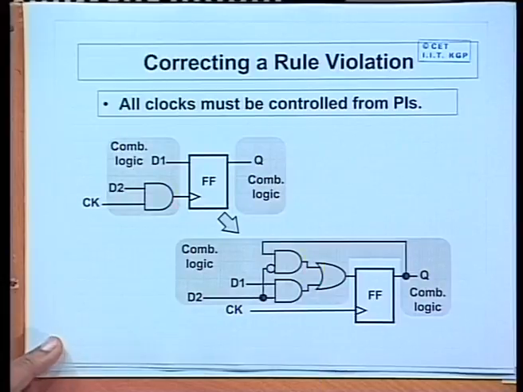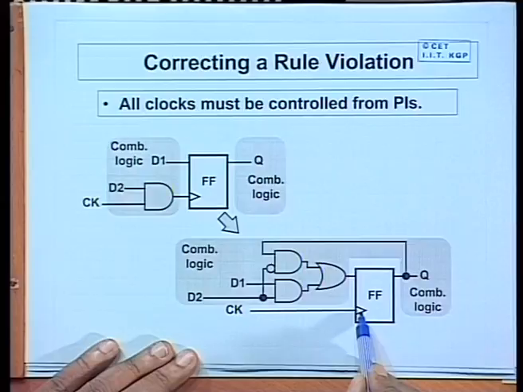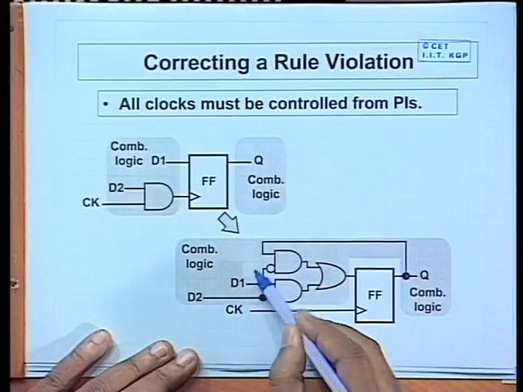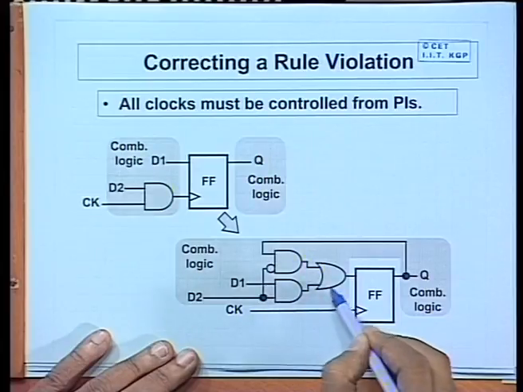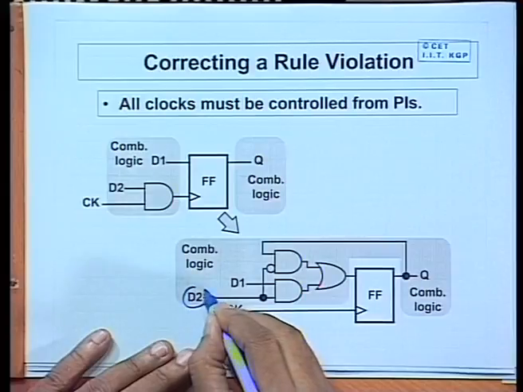You see what I have done. Now this clock is coming straight to the clock input. Here this is nothing but a simple multiplexer. This is a 2-line to 1-line multiplexer where D2 is acting as the select line.